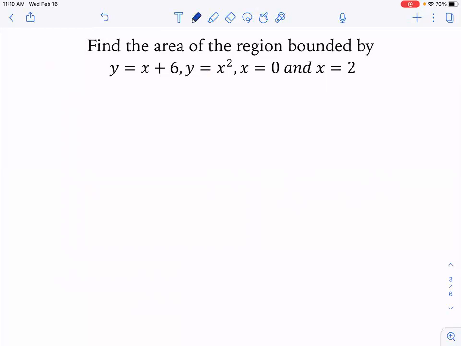Okay, y equals x plus 6, y equals x squared, x equals 0, and x equals 2. Okay, now here is something about these problems. In the example that I started out with, I said from 0 to 1. In the example that you wrote down, it was from A to B. Not always are they going to give us the interval. We are going to have to use our picture to figure it out.